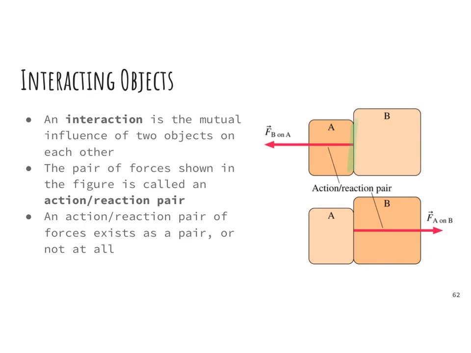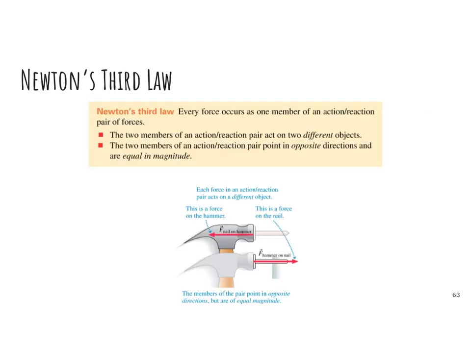The interaction of objects is the mutual influence that one object has on the other object. So right here we have A and B. B is pushing to the left on A. So B is exerting a force on A, but A is also exerting a resistive force on B. That's an action-reaction pair. When dealing with forces, they exist as a pair or not at all. There has to be two forces: the force of B on A, and the resistive force of A on B. And that is what Newton's third law is getting after.